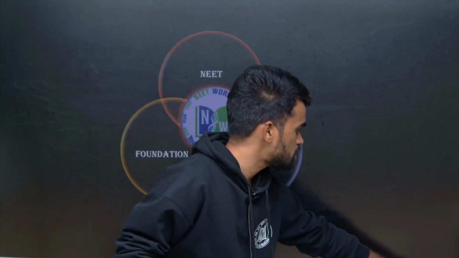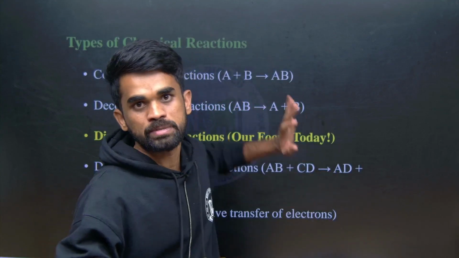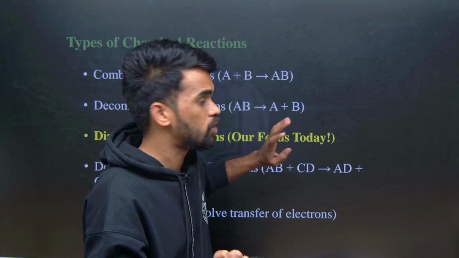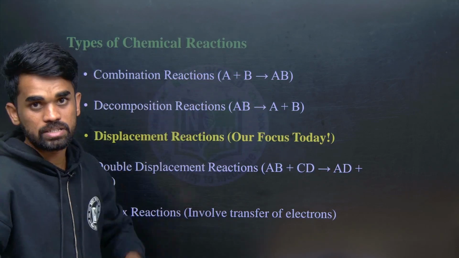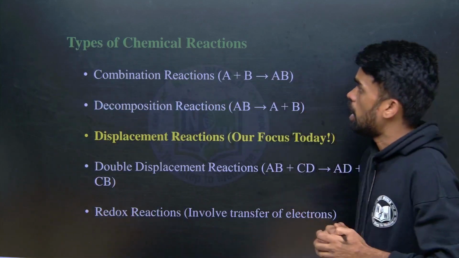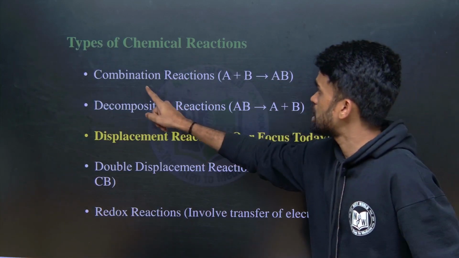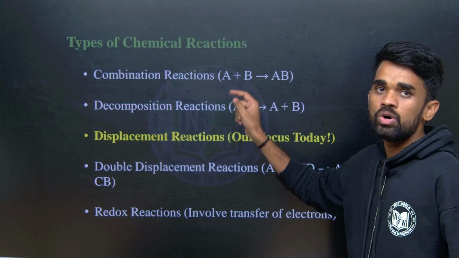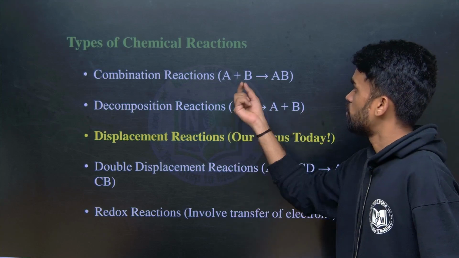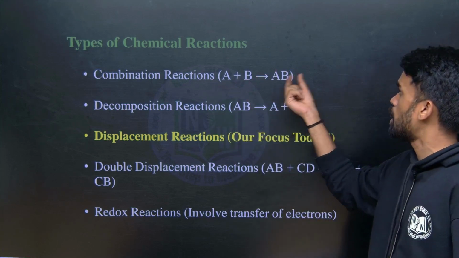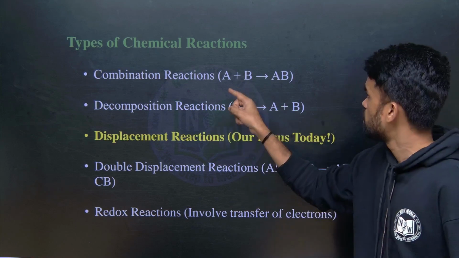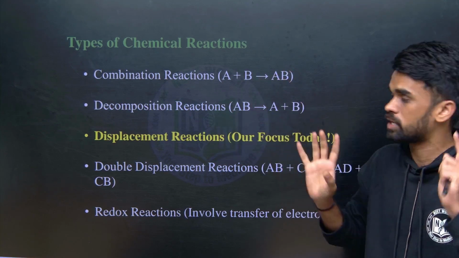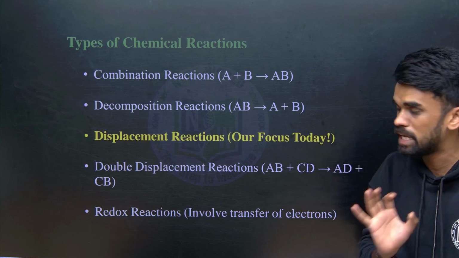In the last session we had started discussing types of chemical reactions, where we covered combination reactions and then decomposition reactions. There are this many types of chemical reactions here. First is combination reactions, where two reactants combine to form a product, like A and B, two separate components combining to form a single product. That is what happens in combination reactions.